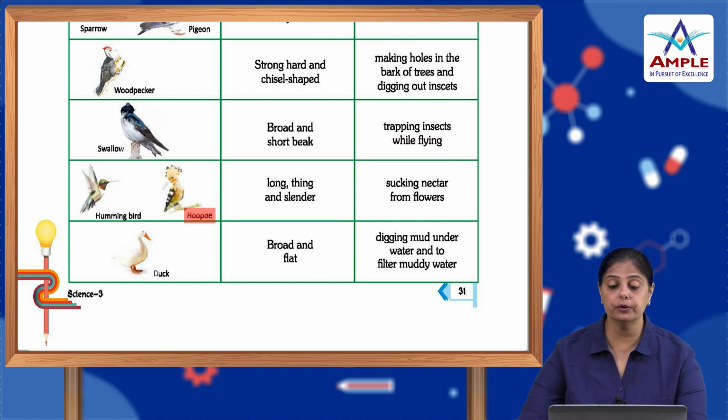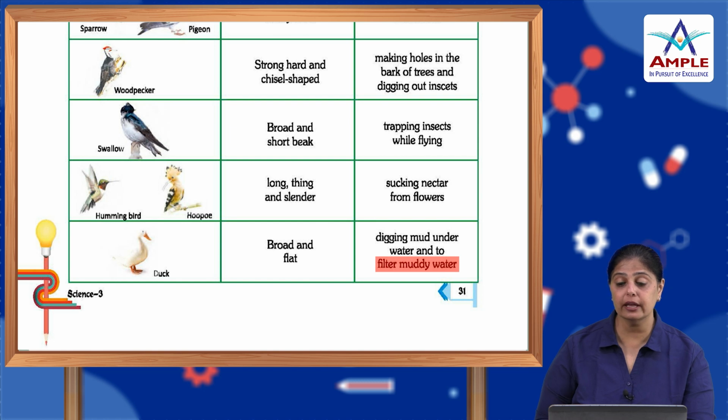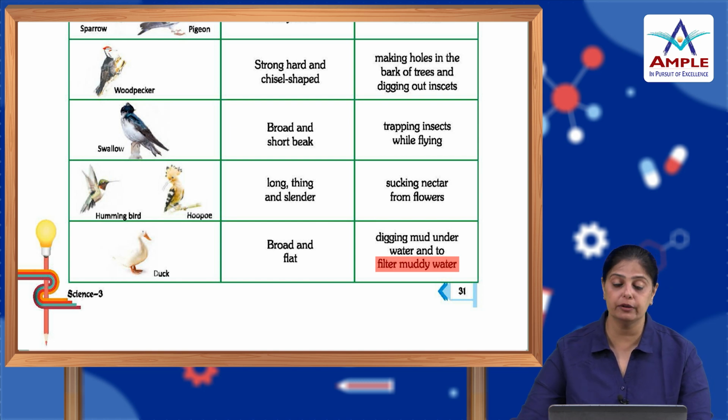Hummingbird and hoopoe. They have a long, thin and slender beak, and it helps them to suck nectar from flowers. Alright, duck. Have you looked at a duck? What type of beak does it have? It has a broad and flat beak. It helps for digging mud under water and to filter muddy water. So, it helps in digging out the mud from underwater, and it filters the muddy water.